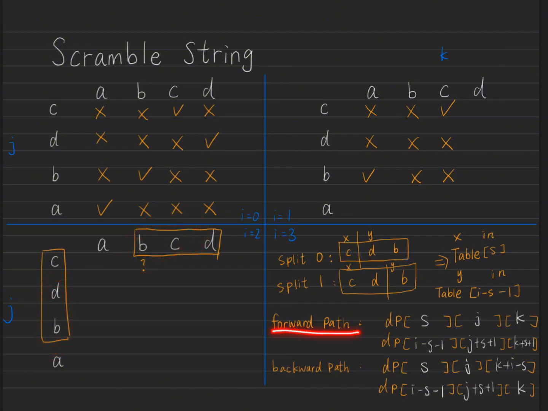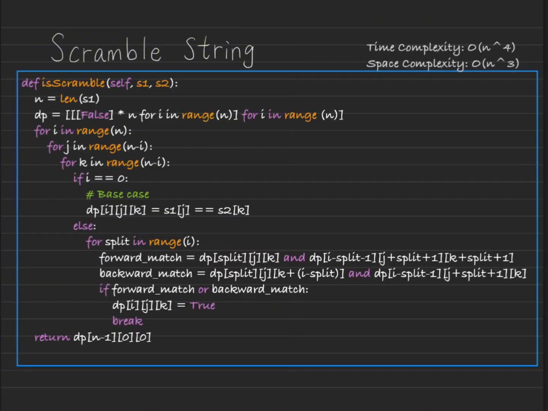And that's it. If either the forward path or the backward path is satisfied, we can conclude that BCD is indeed a scramble string of CDB. Here is the Python code implementation. First, we initialize the 3D DP array. Then we loop through the array and populate it based on the base case and the algorithm we mentioned in the previous slide. In the end, we return dp of n-1 at 0, 0.